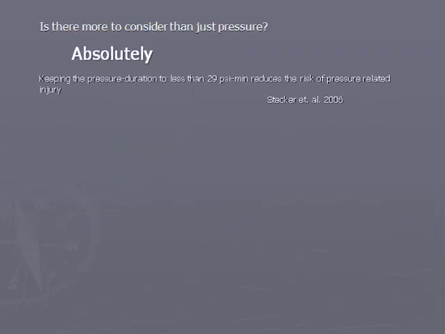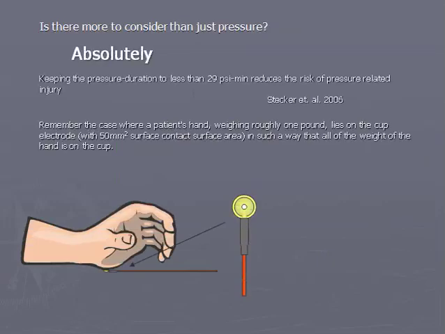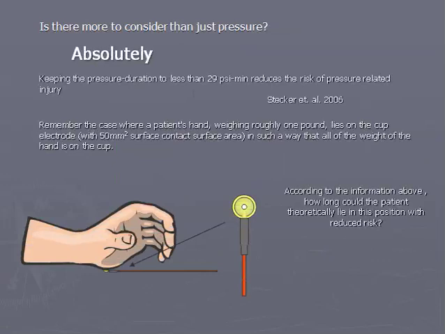Smooth edges are preferable, and flatter profiles in general offer decreased risk for pressure lesions. Slide 36. Is there more to consider than just pressure? Absolutely. Keeping the pressure duration to less than 29 psi minutes reduces the risk of pressure-related injury. Remember the case where the patient's hand, weighing roughly 1 pound, lies on the cup electrode with 50 square millimeters of surface area in such a way that all of the weight of the hand is on the cup, as illustrated here. According to the information above, how long could the patient theoretically lie in this position with reduced risk? Approximately 2 minutes, a very short time.